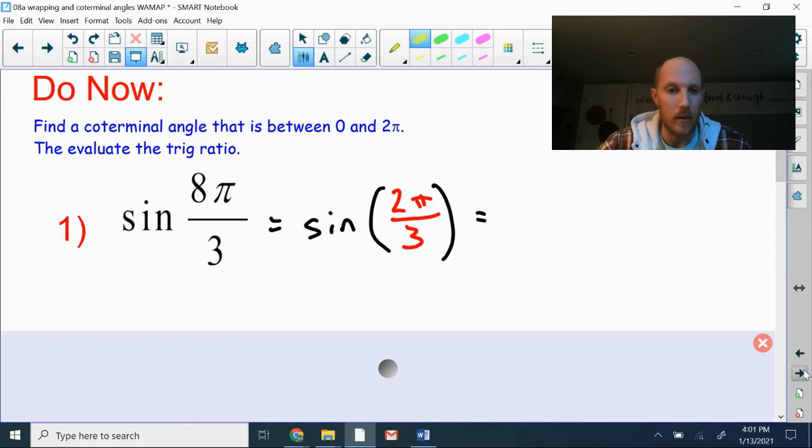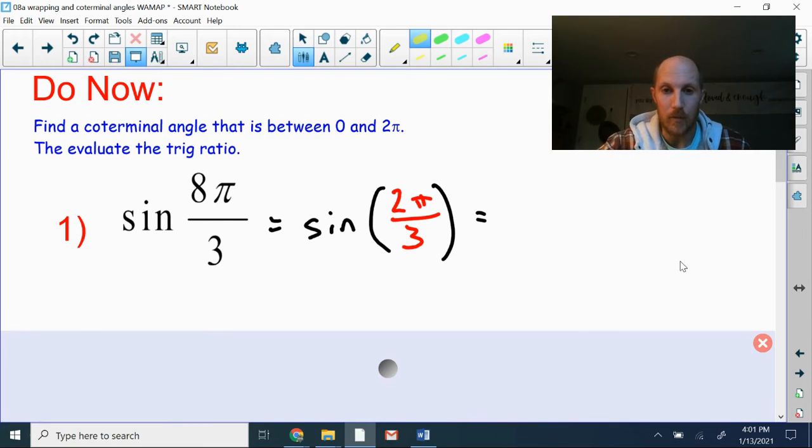All right, let's look at evaluating now. So if I'm given a problem like sine of 8 pi over 3, when I look at that problem, I see 8 pi over 3. I can check my unit circle. 8 pi over 3 is not on there. So I'm going to find a coterminal angle, which we just did a moment ago. This is the same angle. It's still 8 pi over 3. So I'm going to find a coterminal angle using the process we just talked about.